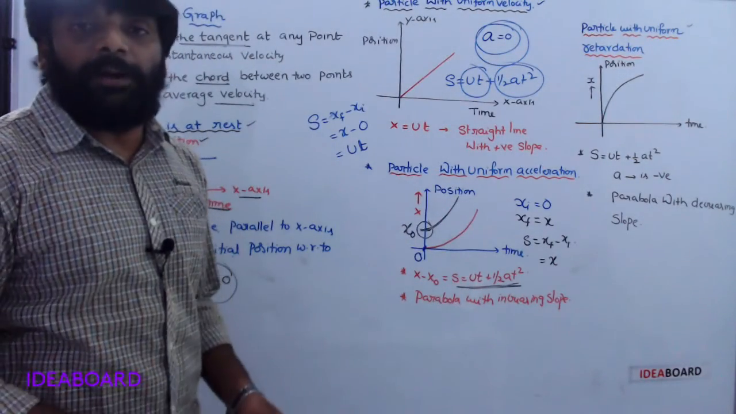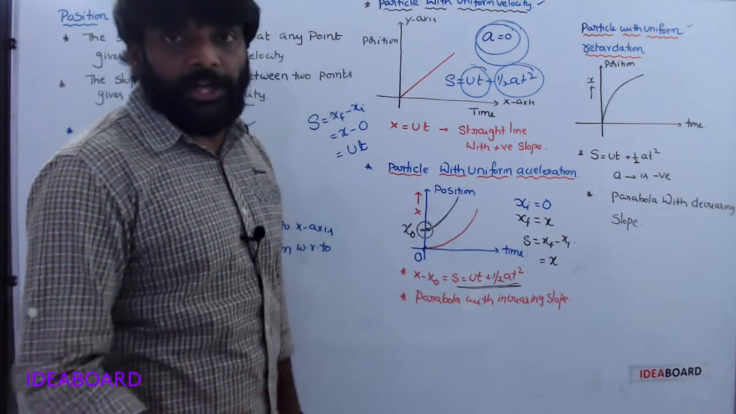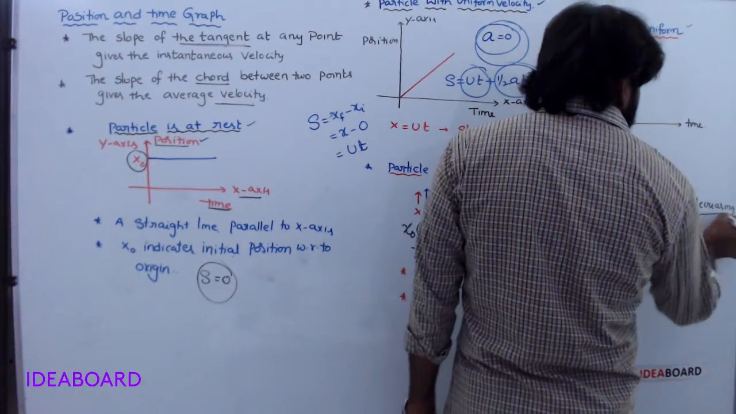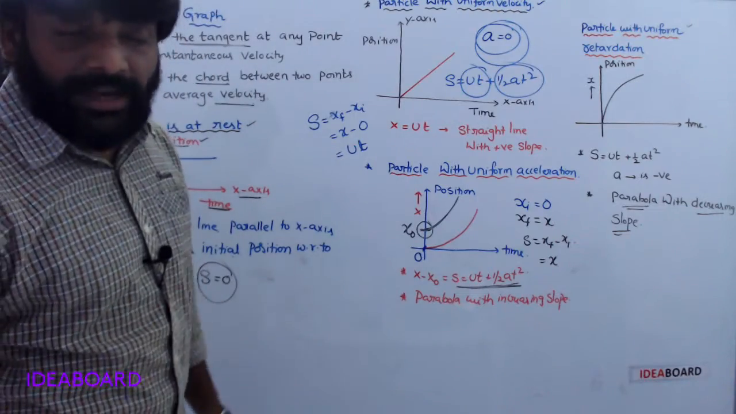Next one, particle with uniform retardation. Retardation means negative acceleration. So that graph is a parabola with a decreasing slope.